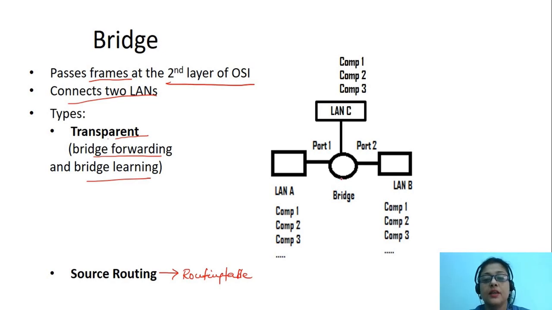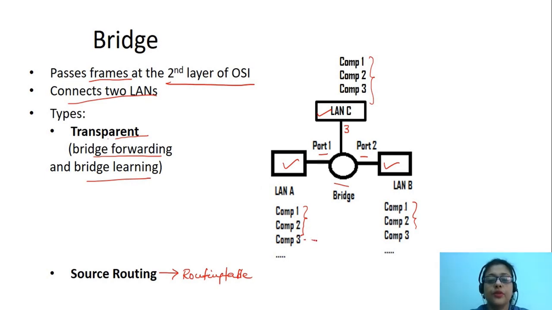Now let us look at this diagram to understand the transparent bridge and understand the bridge forwarding and bridge learning technique. You see here this bridge has 3 ports. This is port 1, this is port 2 and this is port 3. To the 3 ports, 3 LANs are connected. LAN A, LAN B and LAN C. To LAN A, few computers are connected. To LAN B, another set of computers are connected. And to LAN C also, computers 1 to 3 are connected.